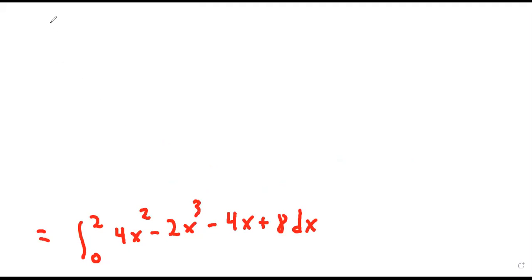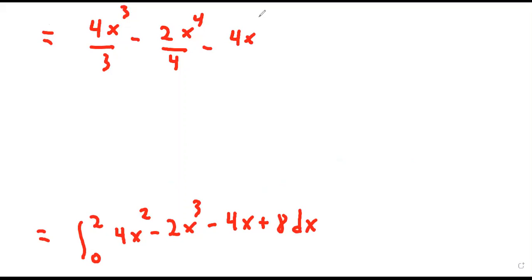All right, so let's integrate this. So now we get 4x squared becomes 4x cubed over 3, minus 2x to the 4th divided by 4, minus 4x squared over 2, plus 8x. I'm just doing the reverse power rule. This is going to be evaluated from 2 to 0.